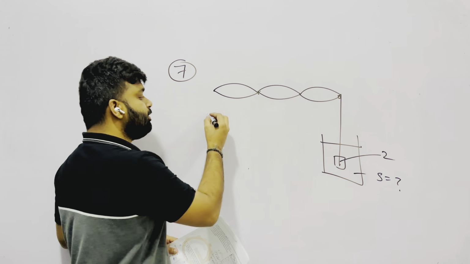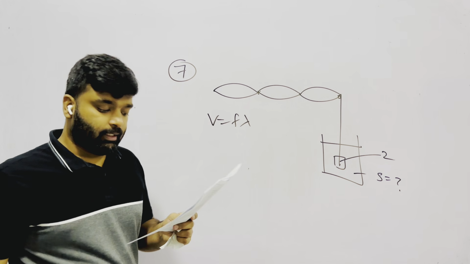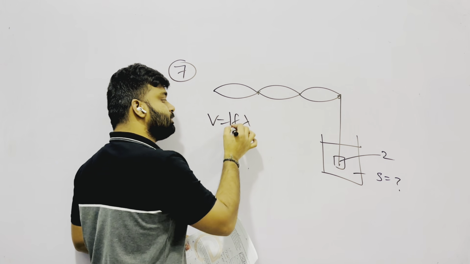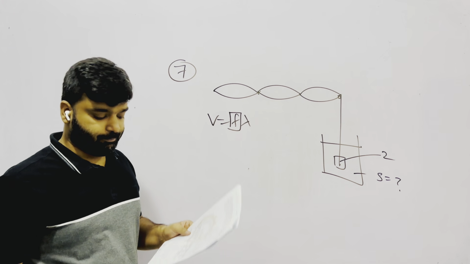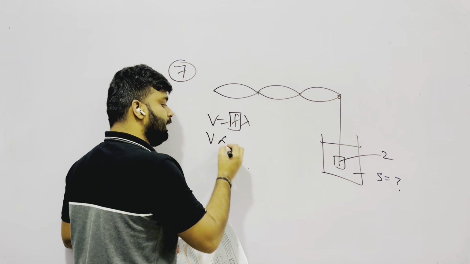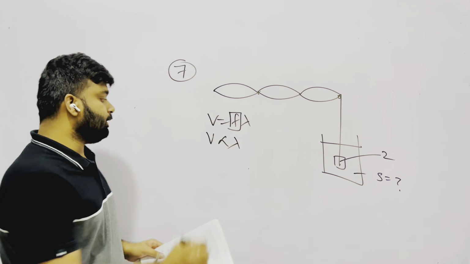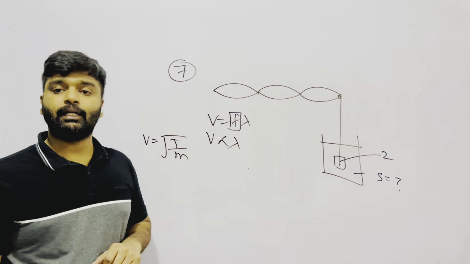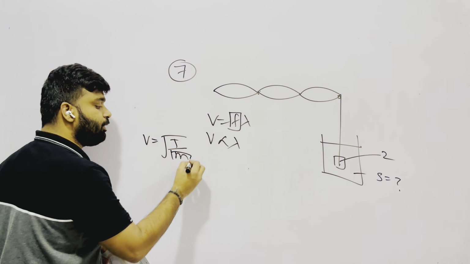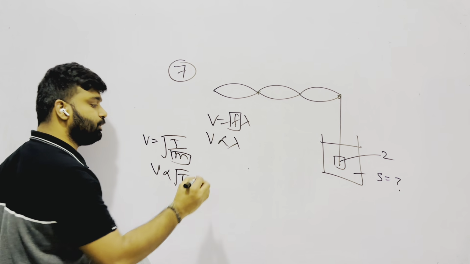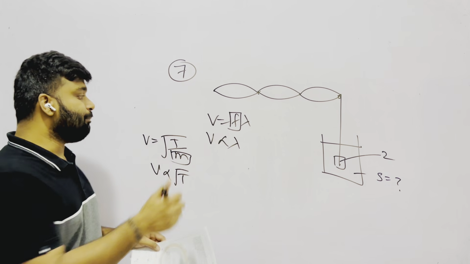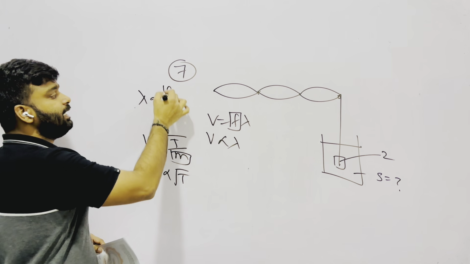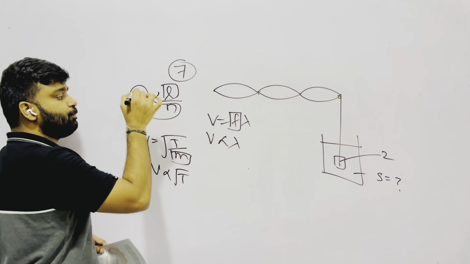V is equal to f lambda, while the wire is vibrated by a source. From that word, you can get that for one source, the frequency will be the same. Then V is proportional to lambda. And you know, V is the velocity of a transverse wave in a stretched string, equal to root of T over m. Same string, therefore m will be constant. Therefore, V is directly proportional to root of the tension. And lambda is directly proportional to length and inversely proportional to the number of loops. Here the length is the same. Therefore, lambda is inversely proportional to n.